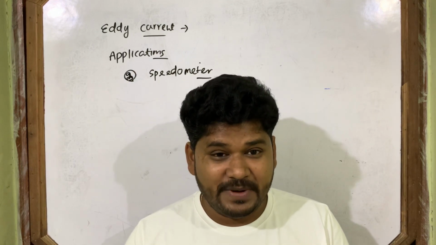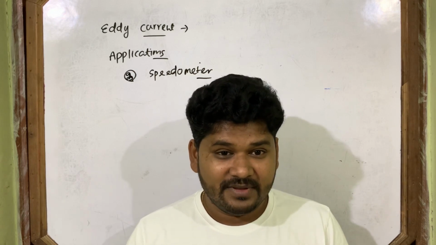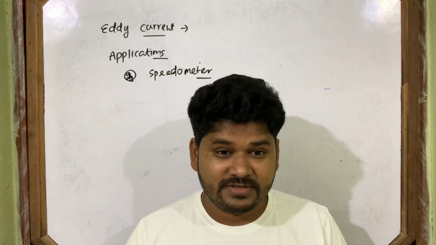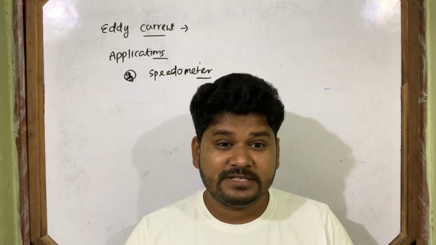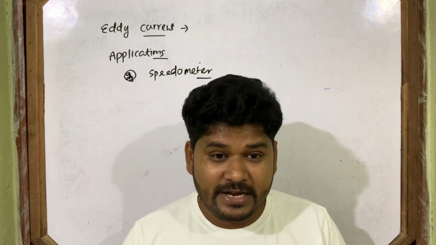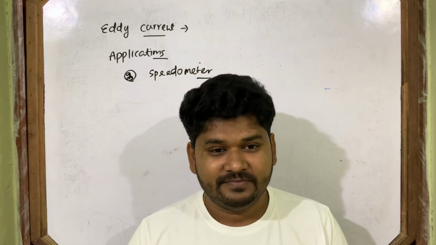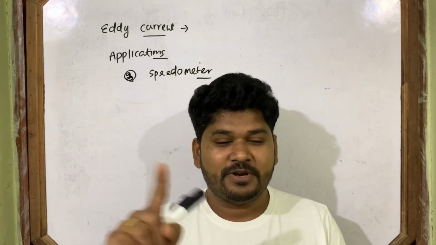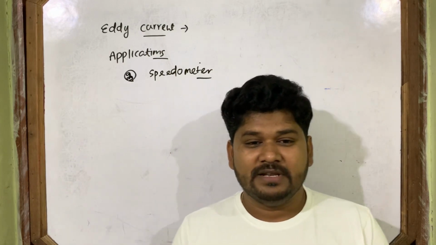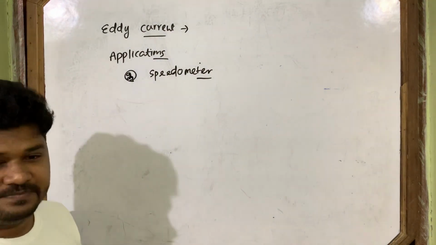The more the speed of your vehicle, the more the rotation. More rotation means more flux change. The rate of change of flux is more. According to Faraday's second law, more EMF is induced. So more current is induced, and your vehicle speedometer pointer deflects more. So this is the principle on which the vehicle speedometer also operates.